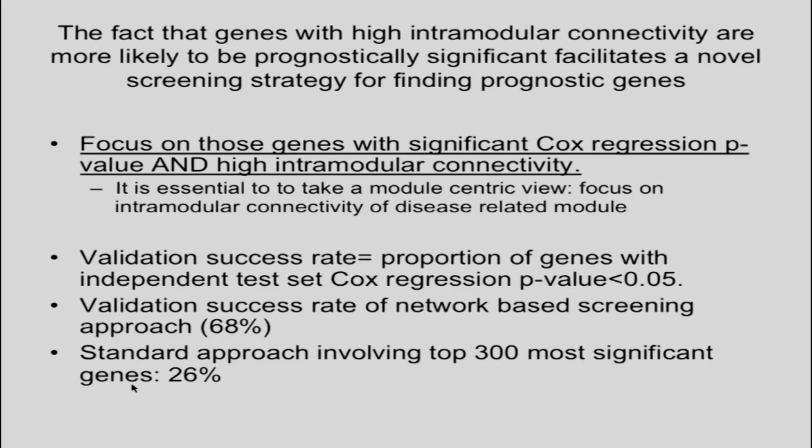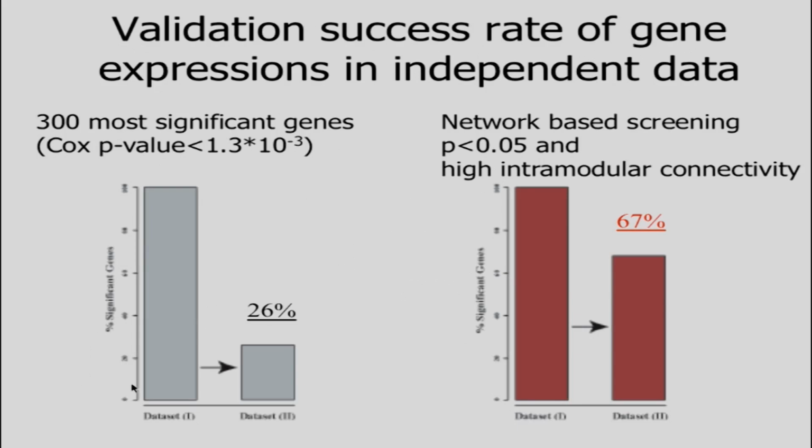We focused on genes with a significant Cox regression p-value, and also high intramodular connectivity in the brown module. We did this in the first data set and said, well, how many of these genes remain associated with survival time in the second data set? Let's say we started out with these genes in the first data set, 67% validated in the second data set, which may not seem impressive to you, but it is hugely impressive.